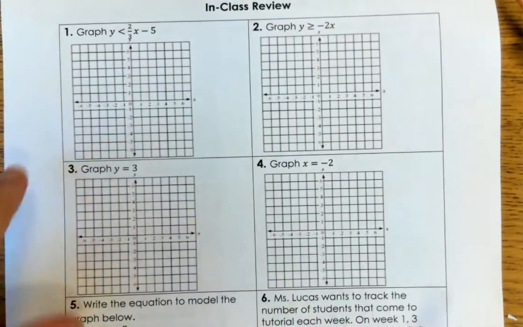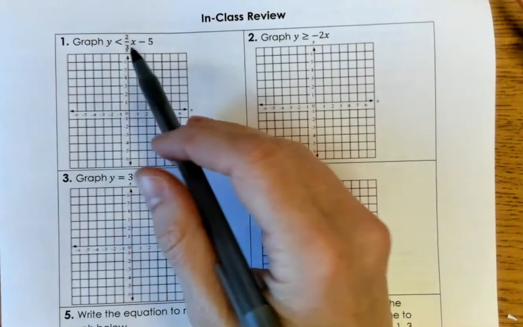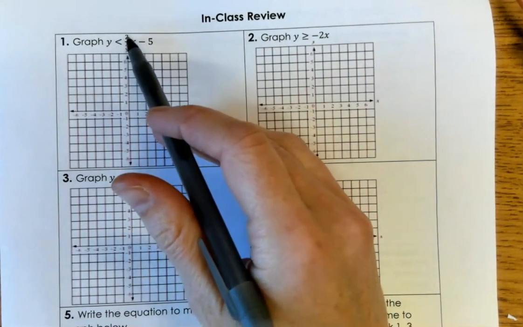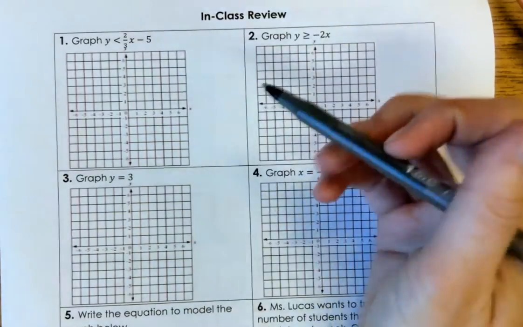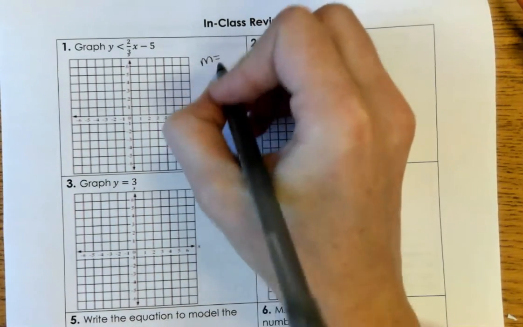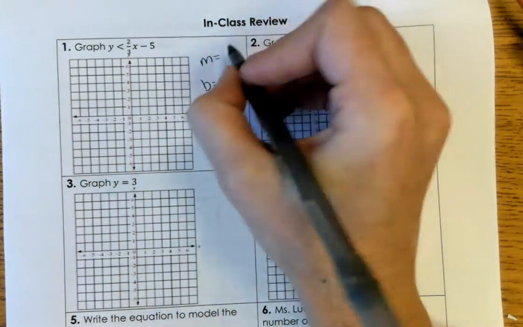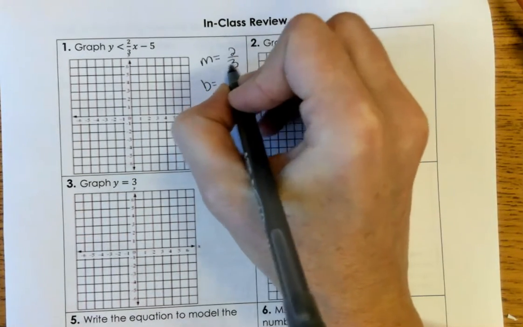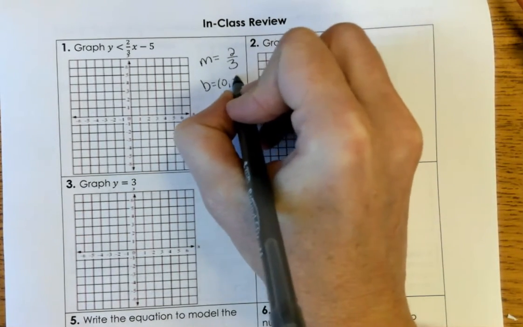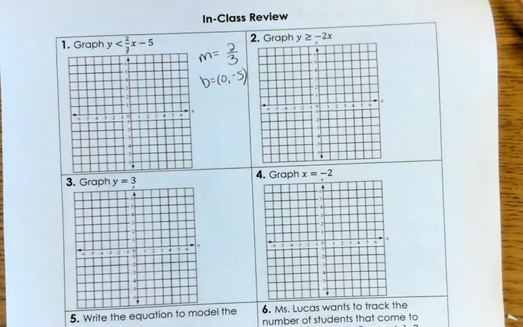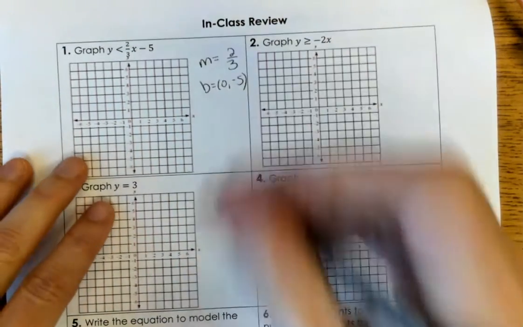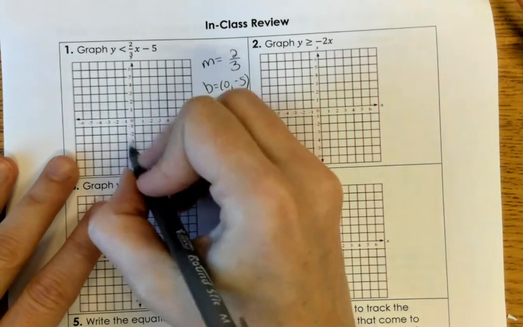Let's go ahead and work through these problems. All right, so graph y is less than 2 over 3x minus 5. All right, my m is 2 over 3, and my b is 0, negative 5. So I'm going to start off by plotting my b, 0, negative 5.